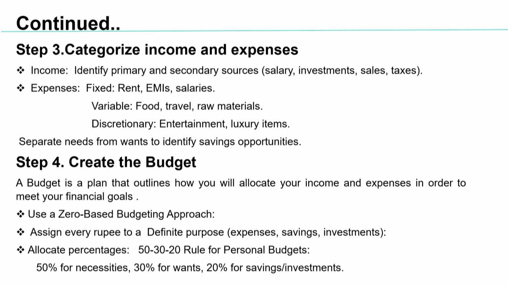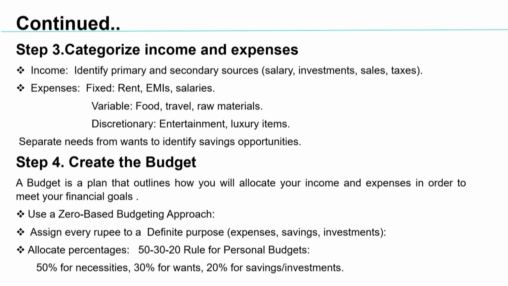Whereas the expenses can be categorized on the basis of the time they need to be paid and the necessity of the expenditure. Some of the fixed expenses are rent, EMIs on your purchases and salaries of the employees of your organization. Some variable expenditures may also be there, such as food, travel and raw materials required to run and manage your business. These expenditures may be lower as well as higher depending on your needs and wants. Whereas some discretionary expenditures may also be there, such as entertainment, luxury items, etc., that can be avoided easily for a particular period of time.